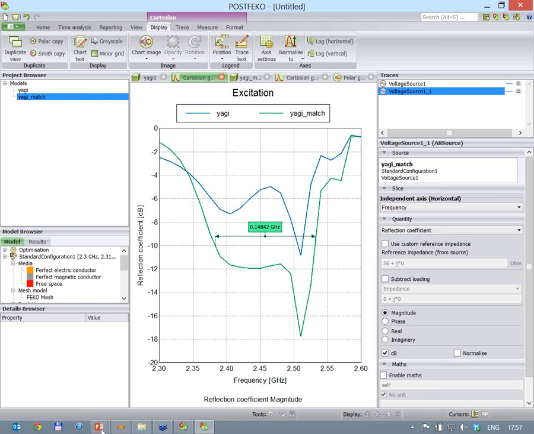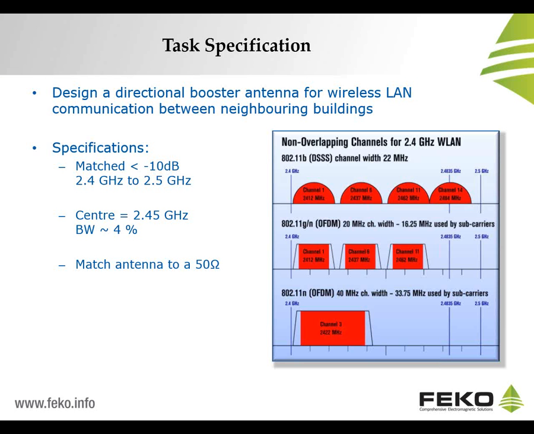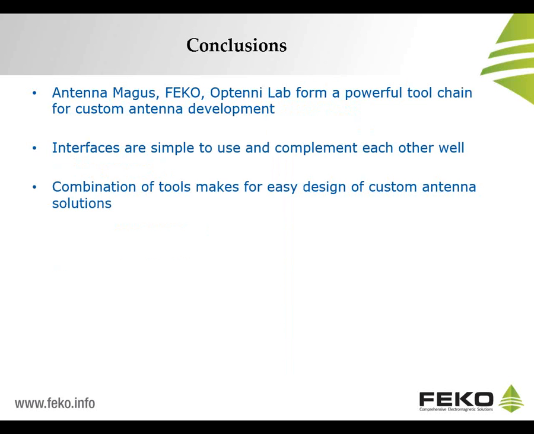So to conclude our session this afternoon, I just want to note again that I'm sure you will agree with me now that Antenna Magus, FEKO, and Optenni Lab form a powerful tool chain for designers of custom antenna solutions. The combination of the three gives you the ability to check against a very wide range of antennas that you are getting the best possible antenna configuration for your design.